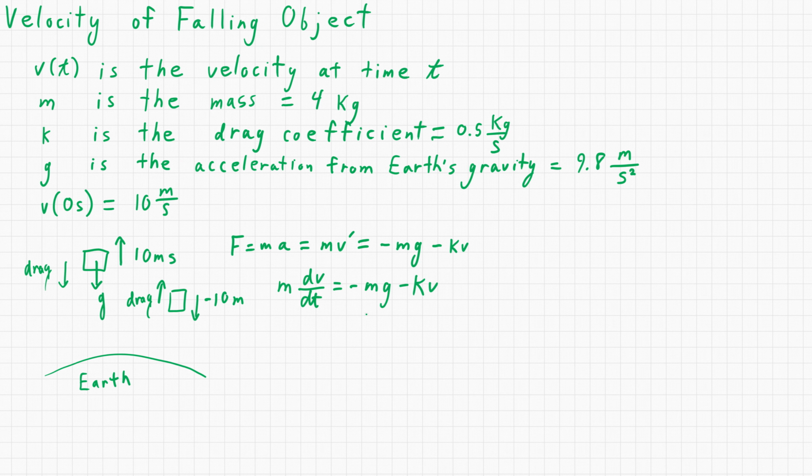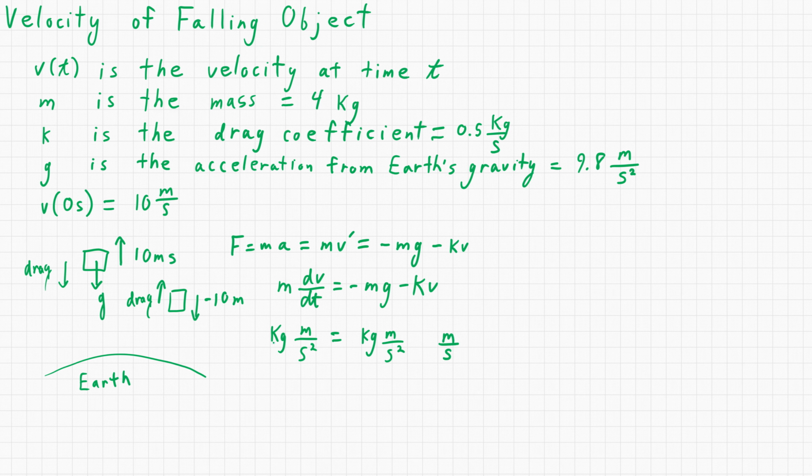The reason we have the units we have is this ends up being kilograms. And then dv/dt is meters per second squared, equals the negative mass. So in this one we have kilograms. And then the g is meters per second squared. And the v here, if I have the k, the v is meters per second.